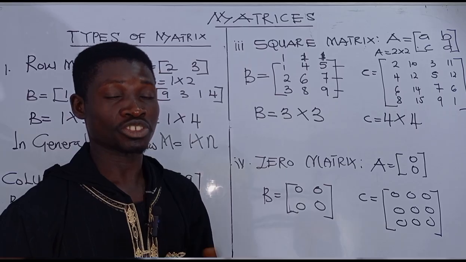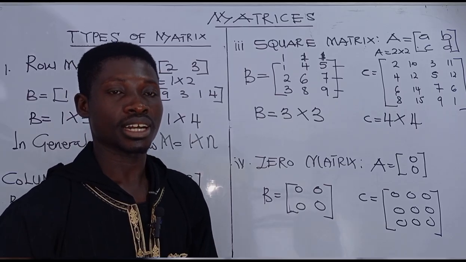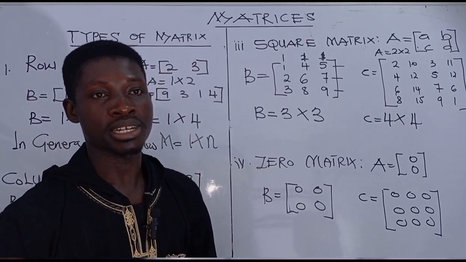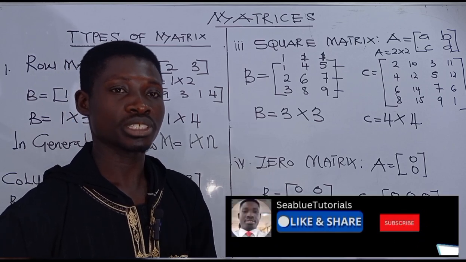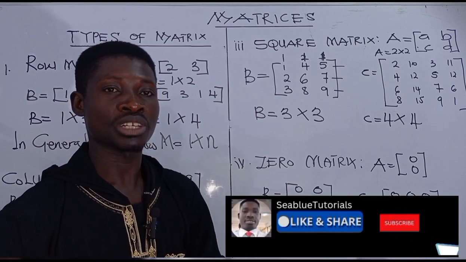We also have some other types of matrices that you can look at in your leisure time. And these types are the equal matrix, the unit matrix, and the diagonal matrix.